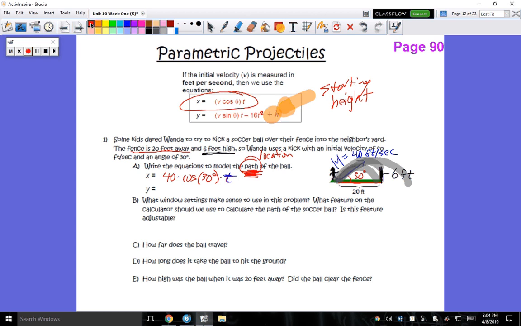So what will the y component be? 40 times the sine, because it's y, of 30, and then what? T minus 16t squared. Now listen, should I add something to this? Why not? Because I'm starting at ground level. So if you start at the ground, it's the same as plus 0, but we don't need that. Okay? Alright, so now that we have our two parametric functions, what window setting, and this is where we're going to switch over to the calculator.